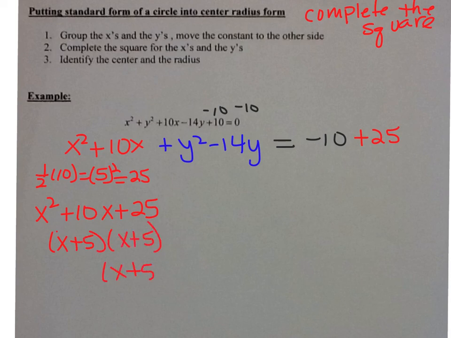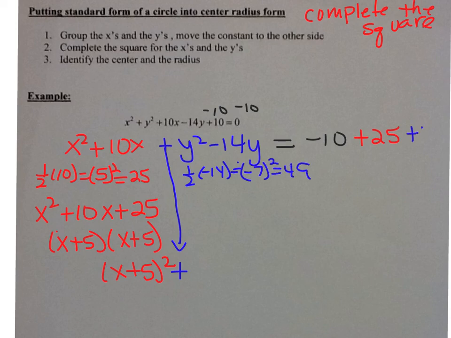All right, so now we need to go to the y. So make sure you bring down that plus in there. So I'm going to do half of negative 14, which is negative 7, squared is 49. Make sure you add that to both sides. So 49 on the right. And then it's y squared minus 14y plus 49.